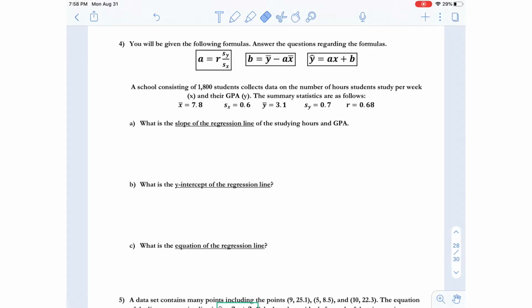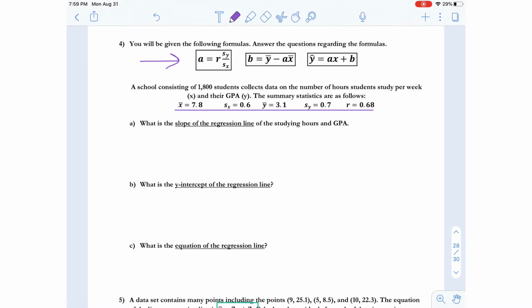Hey guys, so as promised, I'm making a quick video to go over some of the problems from our review worksheet that we had not yet gotten to. So here is our first problem. It's number 4. I'm giving you all of these formulas. These are alternative formulas for calculating the regression line. I also give you all of the numbers that need to be plugged in.